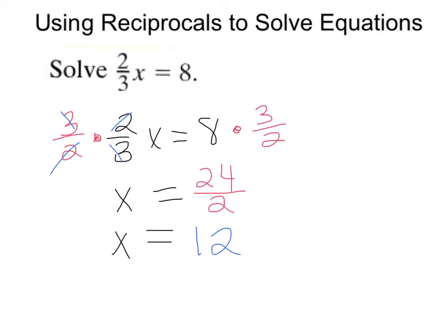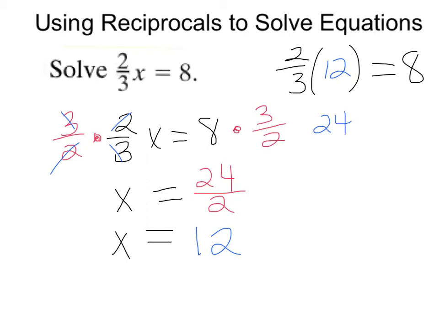Now we can go through and check our work. So if we have 2/3 times 12, we want to see if it equals 8. So let's see, 2 times 12 is 24, divided by 3 equals 8. Really we're just going to simplify 24 over 3. 3 goes into 24 8 times, 8 equals 8. We did it correctly, we're right.